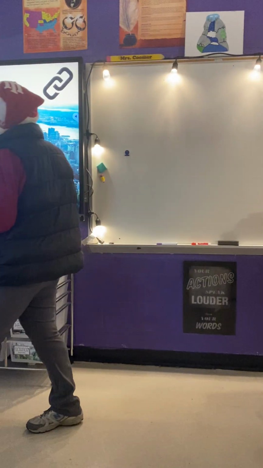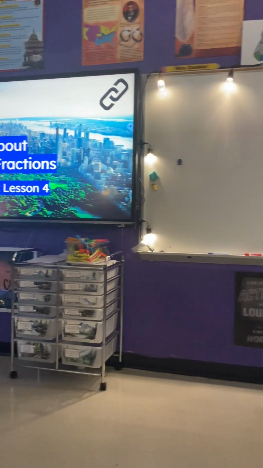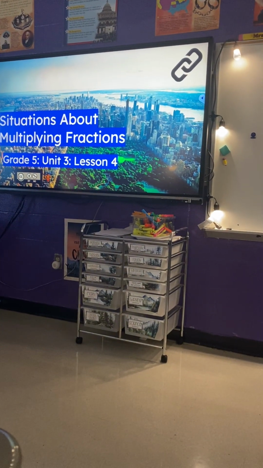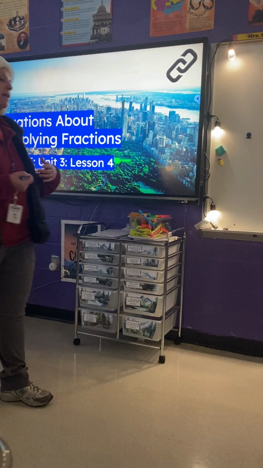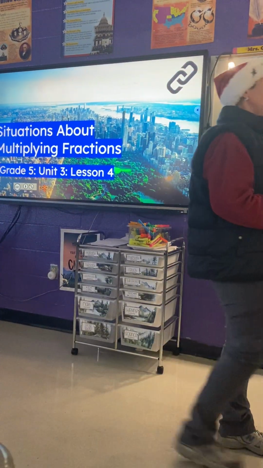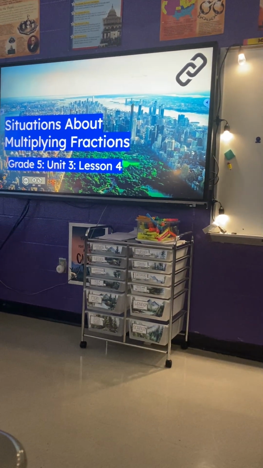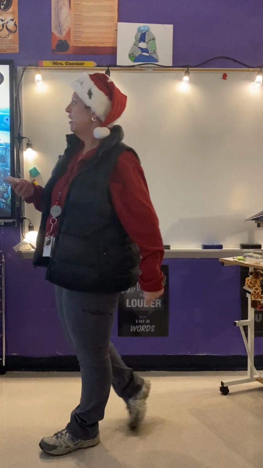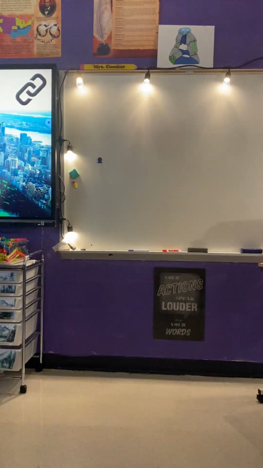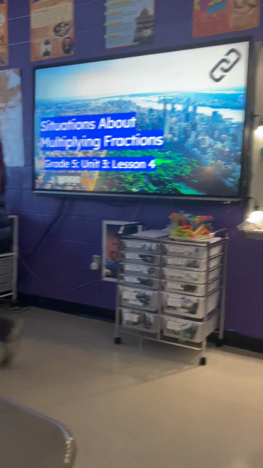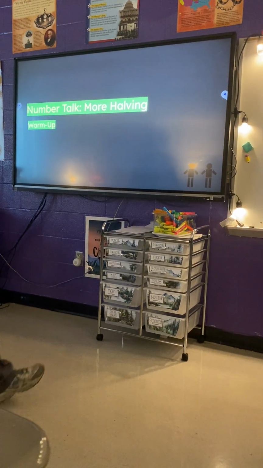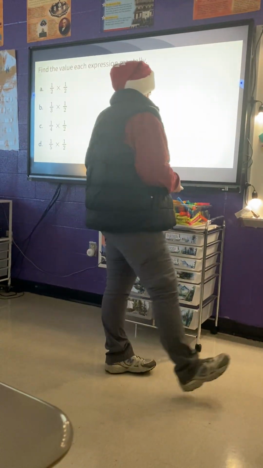Okay, so today we are talking about Unit 3, Lesson 4, situations about multiplying fractions. When we talk about situations, we're going to talk about multiplying something that is more than just one piece that we have been doing. So let's get into it. You should have in front of you the paper that we're going to work through today. I'm sorry that the print is so small. It is what it is. Okay? So we're going to solve problems about multiplying fractions.